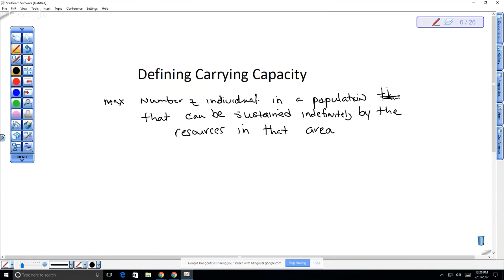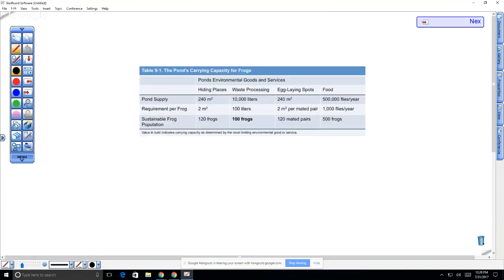If we look at an example of this, scientists try to go in and figure out what kinds of resources are important in determining the carrying capacity of the environment. If we look at frogs, for example, this is just a hypothetical example looking at the environmental goods. That would be like hiding places. The requirement for frogs is 2 meters squared, so each frog needs 2 meters squared. And if the pond is of this size, then 120 frogs can live in there. And then the water processing. So this would be like when the frogs urinate into the water and defecate into the water.